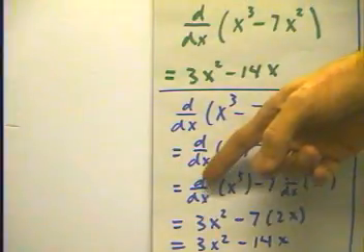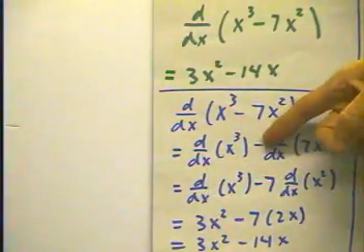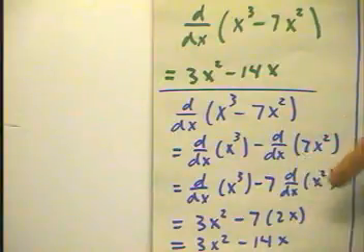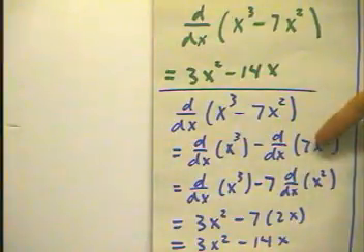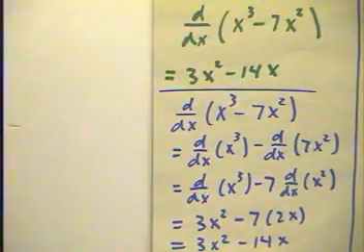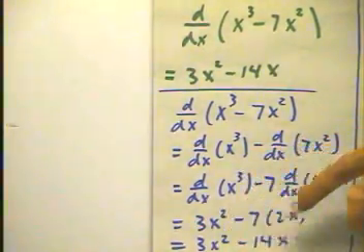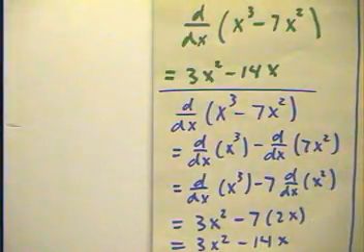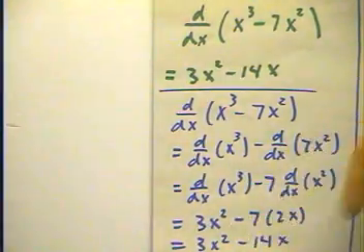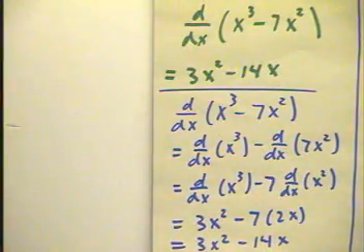And then we can bring the 7 out in front of here. Now we just proved that we can do that because that's just a constant times the function. We can bring the constant out. And having done that, we apply the power rule, which we're safe in doing. The derivative of x cubed is 3x squared. The derivative of x squared is 2x. And then we just simplify the expression and we're home free.